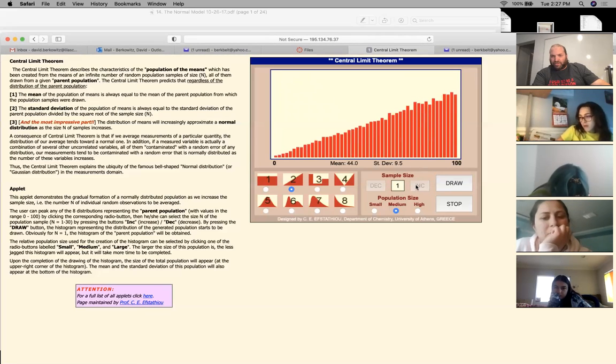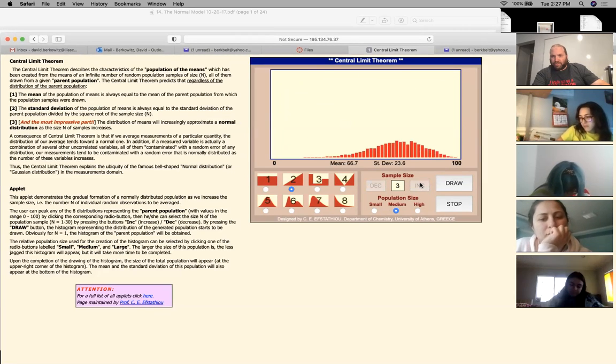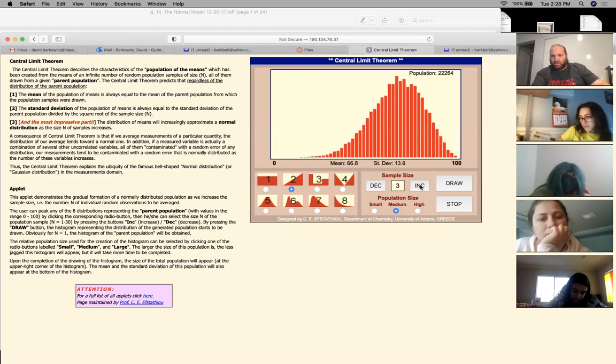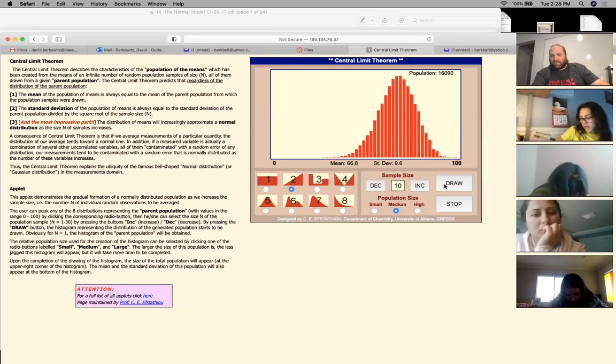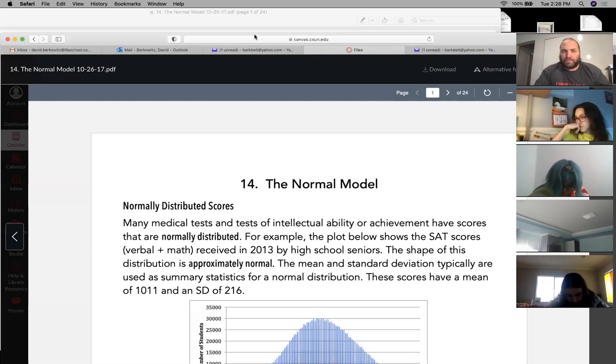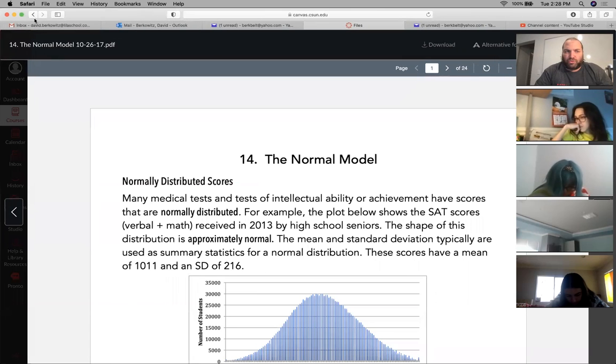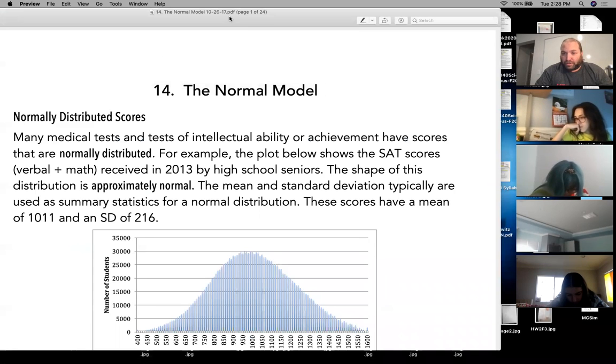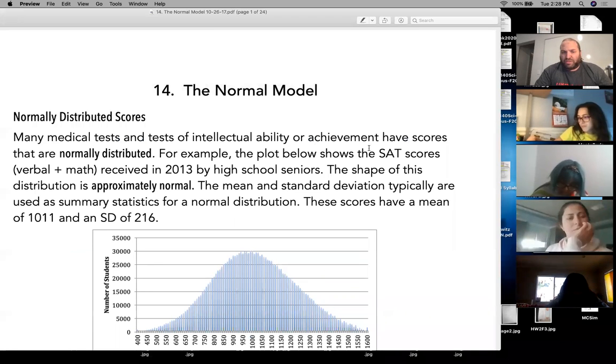If the sample size is large enough, it starts to look normal in ways that we will become more mathematically precise as we go on. The point I'm trying to make here is that the normal distribution pops up all over the place, and it's extremely, extremely important. Okay? So many medical tests and tests of intellectual ability or achievement have scores that are normally distributed.